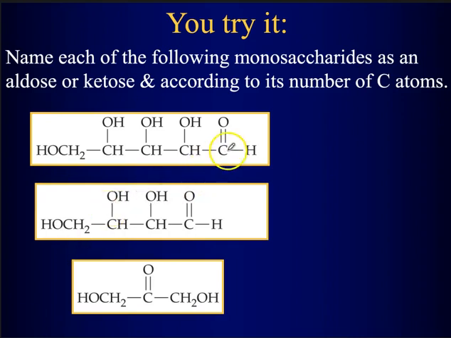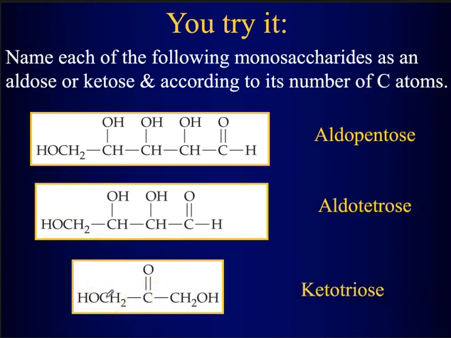All right, so this first one, I've got 1, 2, 3, 4, 5 carbons and an aldehyde at the end. So it makes it an aldopentose. I've got an aldehyde at this end and 1, 2, 3, 4 carbons. So an aldotetrose. And a ketone with 1, 2, 3 carbons, so ketotriose.